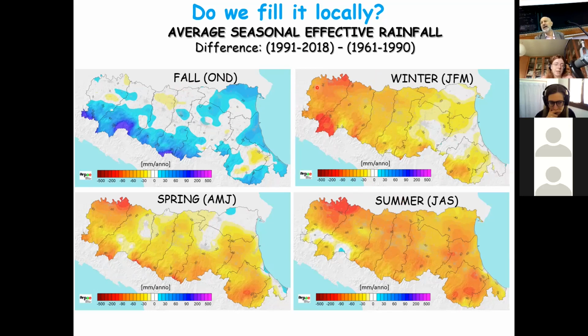And we compare the average seasonal effective rainfall with what is effective rainfall. Effective rainfall is total precipitation minus evapotranspiration. Precipitation is the quantity of the water that is falling down to the ground. Evapotranspiration is the total quantity of the water going back to the atmosphere. This difference is the water available for runoff above the surface or recharge, infiltration down to the aquifer.